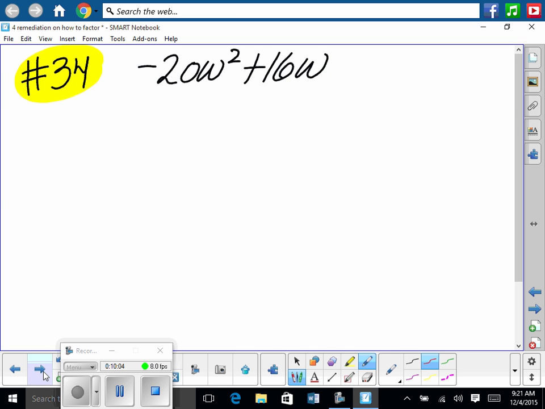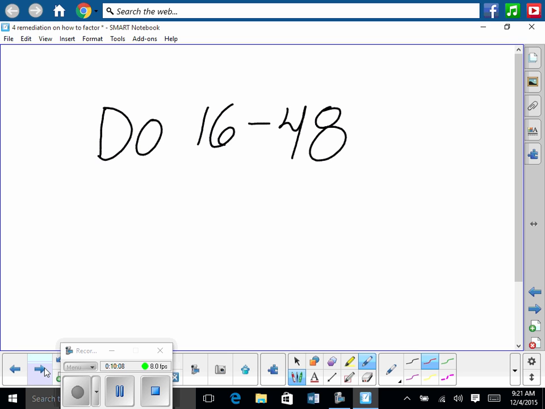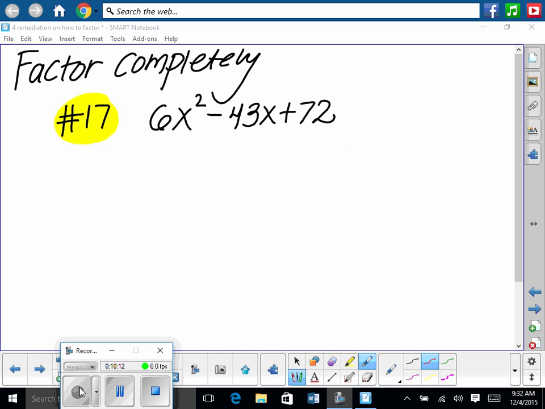Do I need to do another one? No? Yes? No? Okay. Do 16 through 48 off today's worksheet. So I'm doing number 17. Here we go. So number 17. Let's clear on the back. Is everybody with me? Oh, clear on the back?